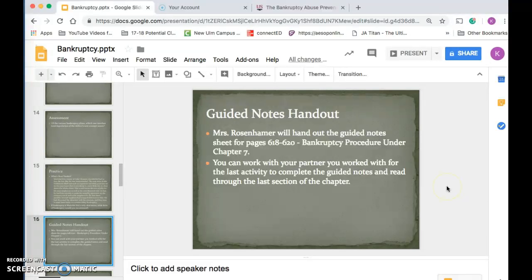Alright, welcome back. The next piece of it is going to be the guided notes handout. Mrs. Rosenhammer is going to hand out the guided notes sheets for pages 618 through 620. So this is bankruptcy procedure under Chapter 7. You can work with the partner you worked with for the last activity so that you can complete the guided notes and read through the last section of the chapter. After that, that should take you up into the end of the hour.